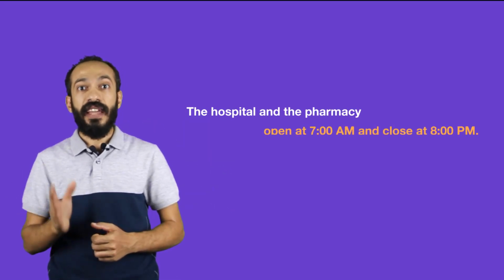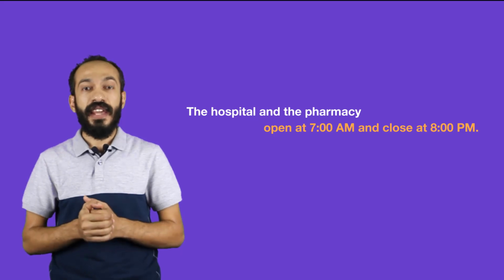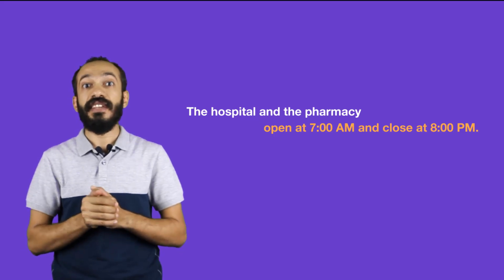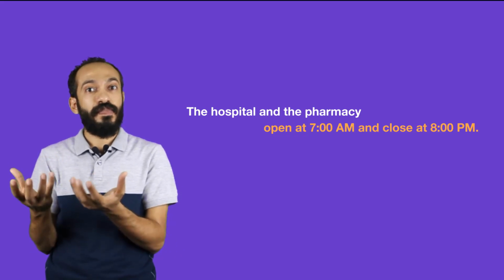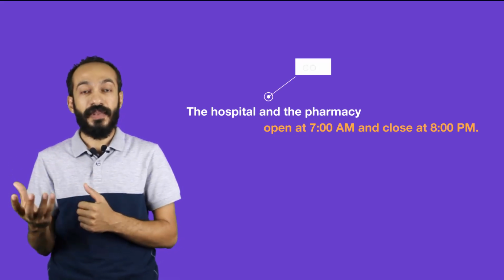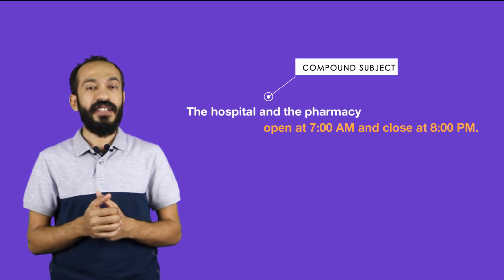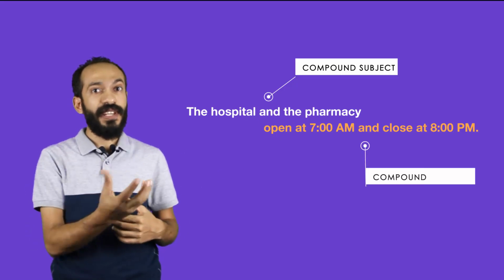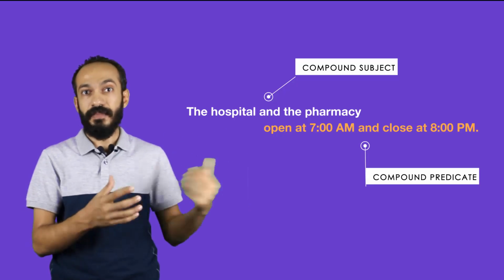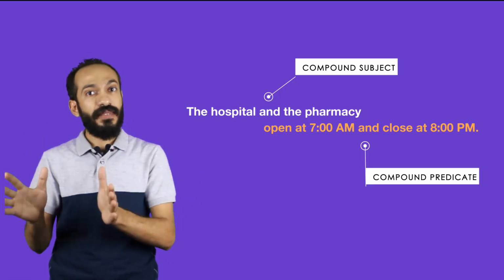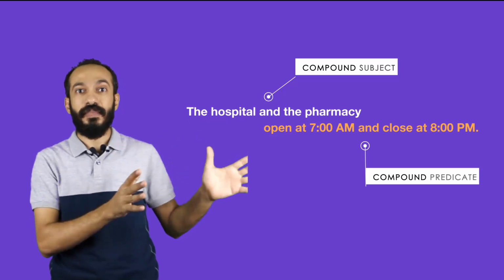Sometimes in your sentence you may find a compound subject and a compound predicate. Take a look at that example. The hospital and the pharmacy open at 7 a.m. and close at 8 p.m. Well, here we have two different places connected with and, the hospital and the pharmacy. Alright, two different actions, the action of opening and the action of closing. They open at this time and they close at this time. So, this is a compound subject and the other thing here is a compound predicate.